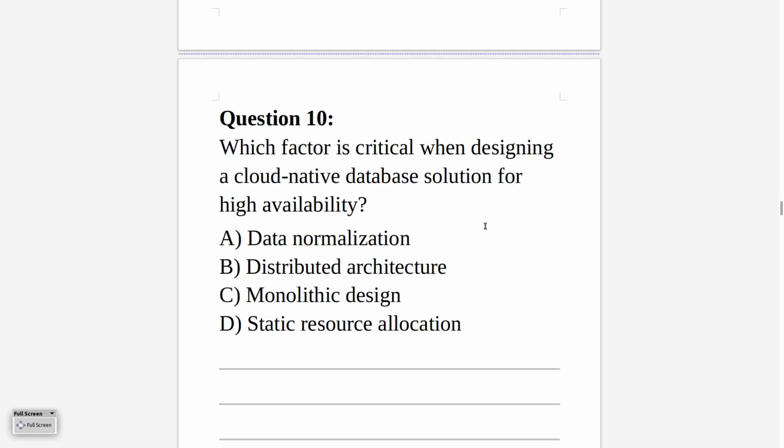Question 10. Which factor is critical when designing a cloud-native DB solution for HA, high availability? Data normalization, distributed architecture, monolithic design, or static resource allocation? Okay. I kind of know a little bit about static versus dynamic resource allocation, but I don't think this has got anything to do with a cloud-native DB solution for HA. It's not going to be monolithic. Data normalization is a good thing anyway, but it's nothing to do with HA. It's going to be B, distributed architecture. Let's have a look.